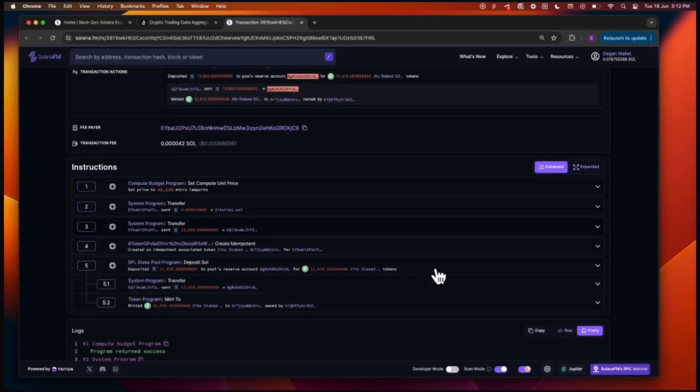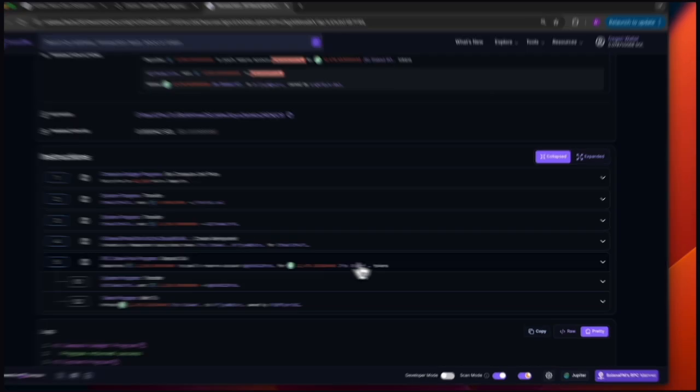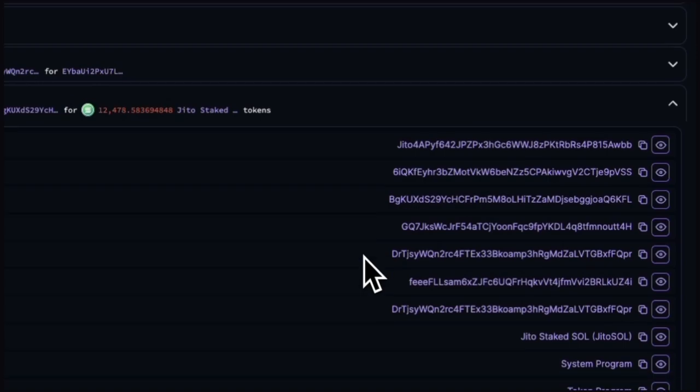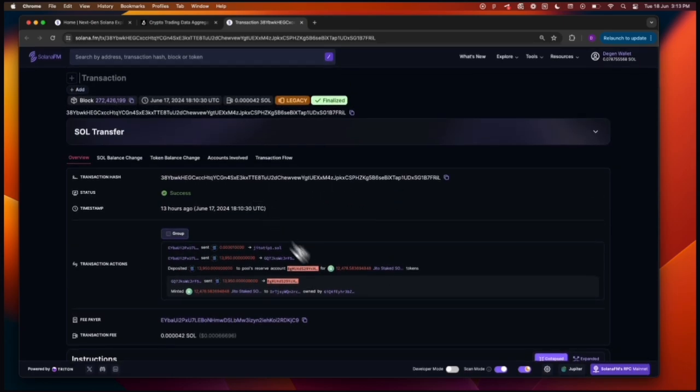We are still in scan mode, and we will further deserialize some of the instructions of this particular transaction. We see that there was an equivalent amount of Jito staked SOL minted, which is an indicator that this account actually staked the SOL in return for Jito staked SOL. You can verify that by jumping into the instruction that contains the stake pool and see that the Jito stake pool was also involved in this transaction.